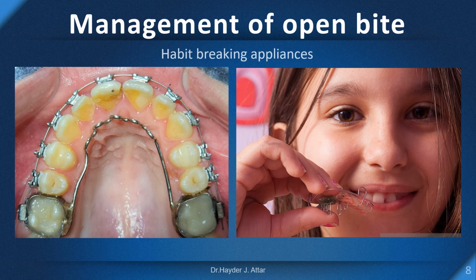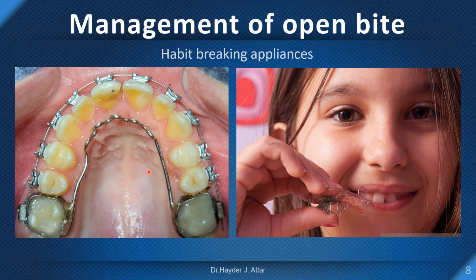For the management of an open bite, in most cases of dental open bite, the habit breaking appliance is the appliance of choice for correction, because habit breakers are used for eliminating the etiological factor that is causing the open bite. In this case, we are using an anterior tongue grip, as in this picture, and this tongue grip is attached either to a removable orthodontic appliance or cemented to a fixed orthodontic appliance. The tongue grip acts as a habit breaker, preventing the tongue from thrusting anteriorly and causing an anterior open bite.